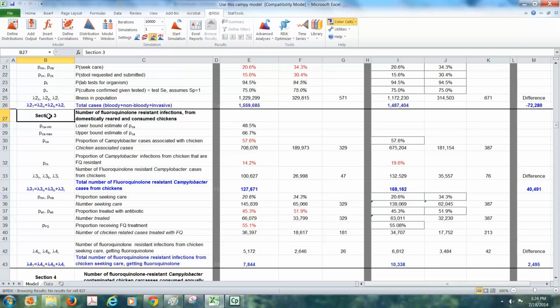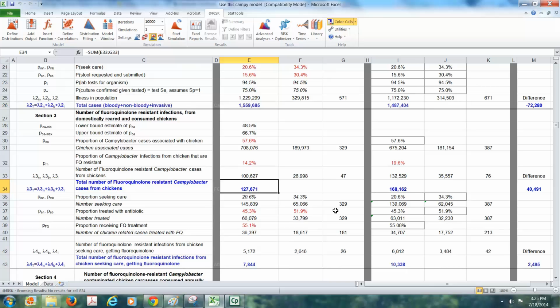Section 3 is the last section we're going to worry about. And here we begin with that 1.6 million, and we would like to try to find out how many of these 1.6 million cases were associated with chicken. And the answer is found here. About 700,000 of those cases were associated with chicken. And of those, how many were fluoroquinolone-resistant Campylobacter cases associated with chicken? And the answer is about 127,000 cases. So of all the people who got Campylobacteriosis, about 127,000 people were made sick by fluoroquinolone-resistant Campylobacter.